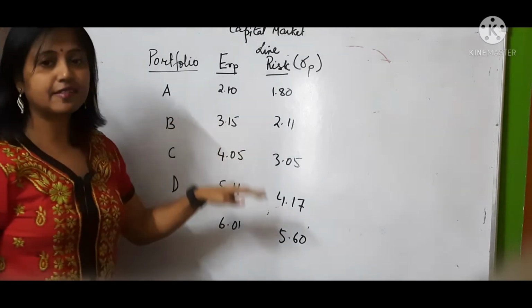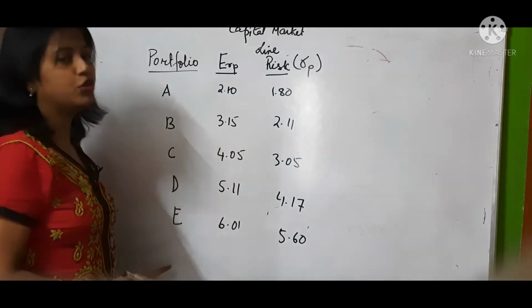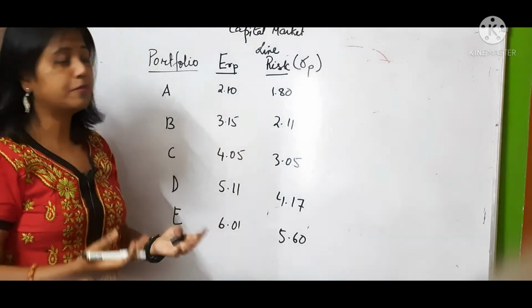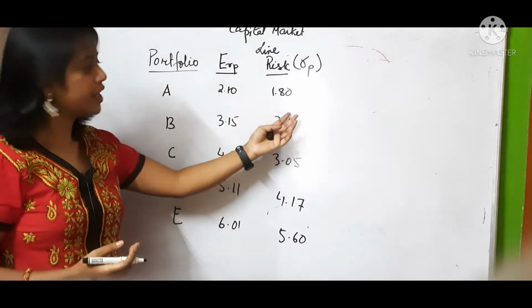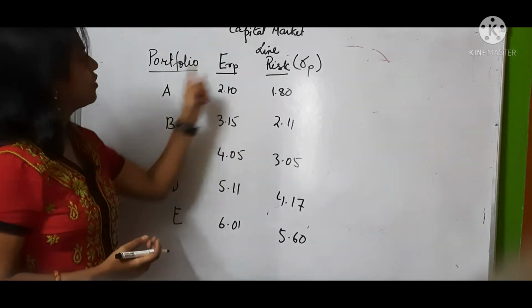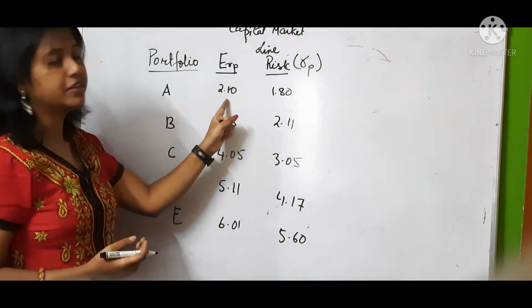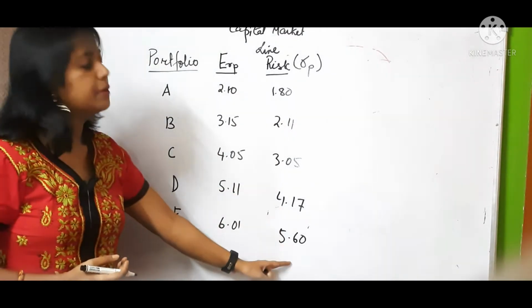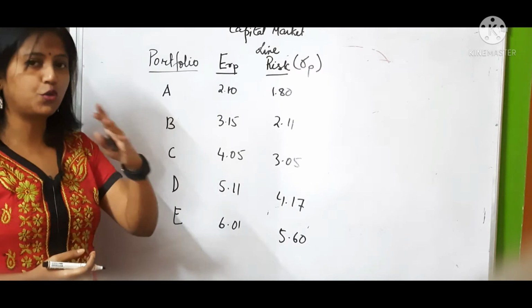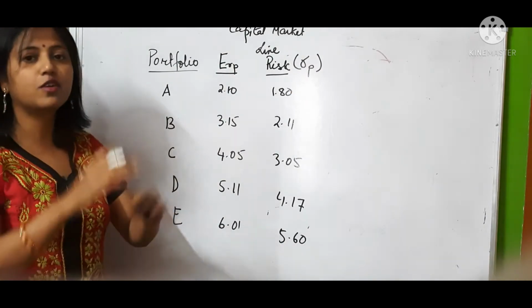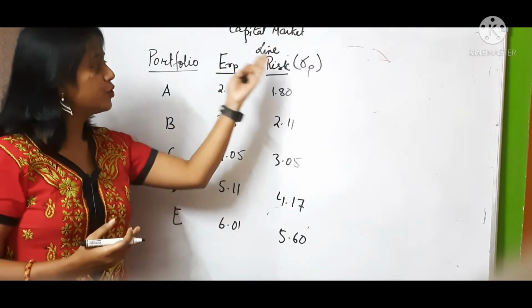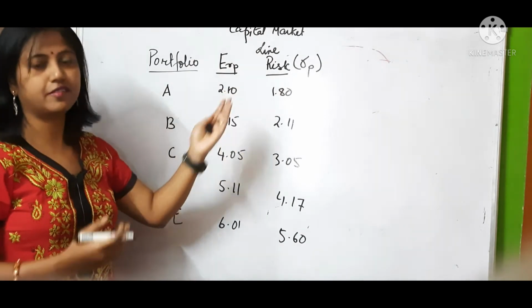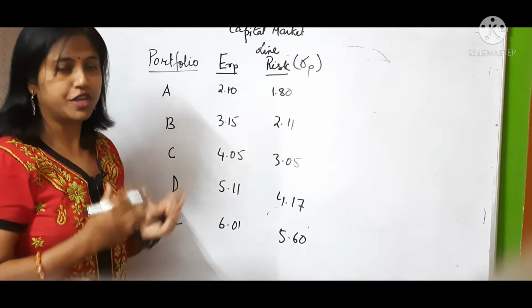So what you can see is that each of these portfolios is different when it comes to returns and risk. For example, A consists of less return and less risk, whereas E consists of maximum returns and maximum risk. Why is it so? Because you all know that risk and return go hand in hand. As you take more risk, there will be more returns. They are directly related to each other.